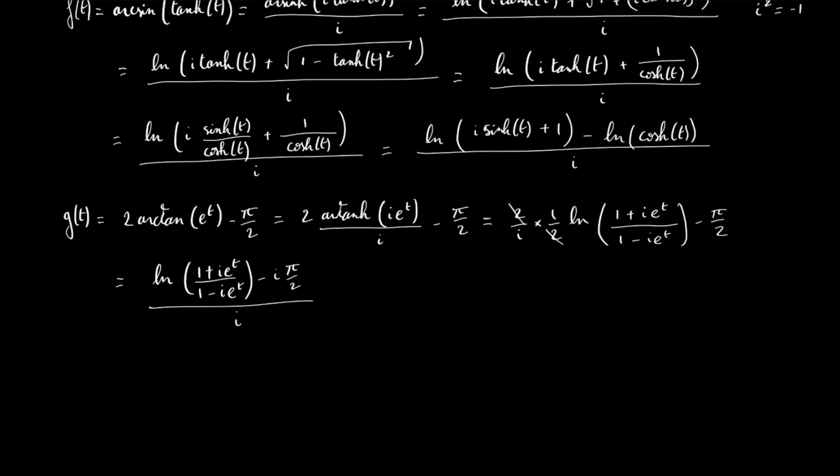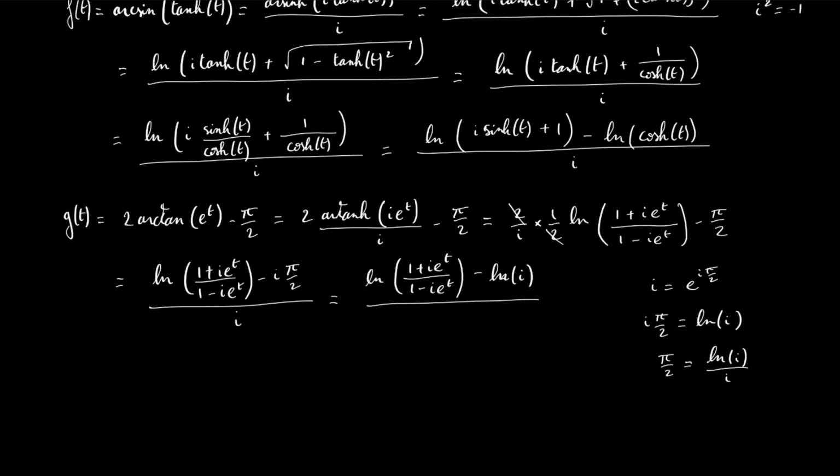And here the trick that we are going to use is that we know that i can be expressed with an exponential as being equal to exponential of i pi over 2. So we can write that i pi over 2 is equal to logarithm of i, if it is even allowed to express it this way. And we can write that pi over 2 is equal to logarithm of i divided by i. So this means that we can write g of t as being equal to the logarithm of 1 plus i exponential of t over 1 minus i exponential of t, minus logarithm of i, everything divided by i.